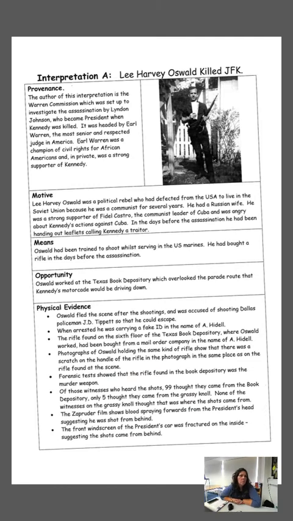Now, in order to fill out the grid, you have got three interpretations. This is the first one. And when I say interpretations, it's because it is somebody's viewpoint, all right? And if you look at the top of your sheet, it says provenance. The provenance is basically telling you who has written this particular piece of evidence, all right? The first one, interpretation A, is about Lee Harvey Oswald killing JFK, and you have some information about motive, means, opportunity, and physical evidence pointing to him being the assassin.